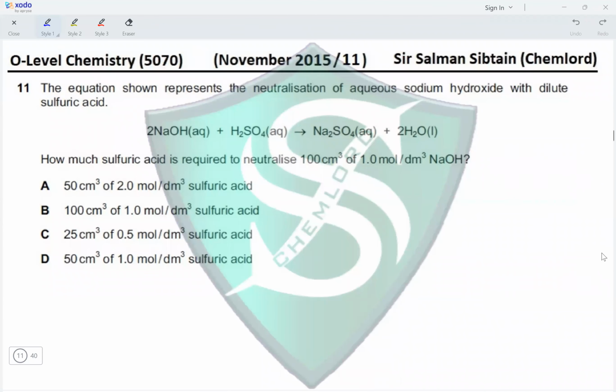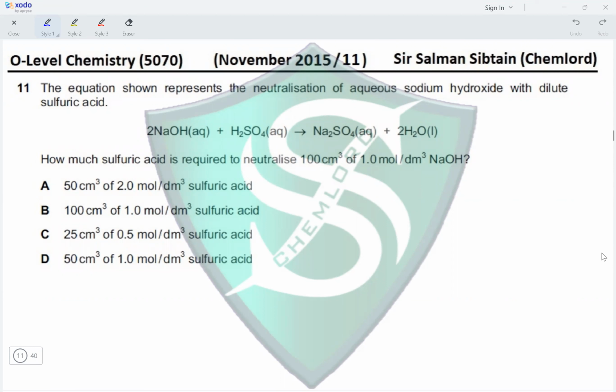Hi guys, this is O-Level Chemistry, paper 11, November 2015, question 11. The equation shown represents the neutralization of aqueous sodium hydroxide with dilute sulfuric acid. How much sulfuric acid is required to neutralize 100 cm cube of 1 mole per dm cube NaOH?